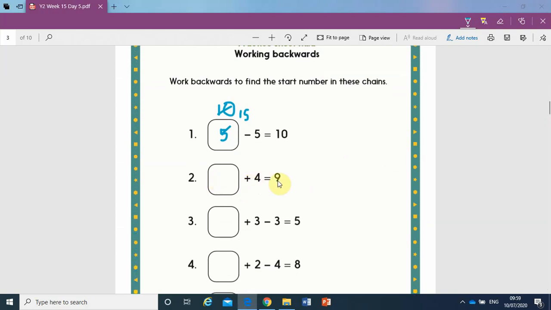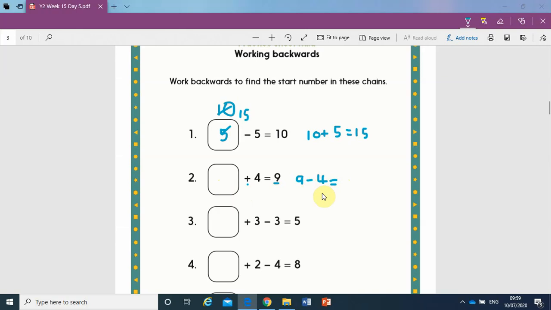Something add 4 is 9. So if I need to, 9 is going to be the biggest number here because it's an add. So that's the biggest number. So this number has to be lower than 9. Whereas I could have done 10 add 5 is 15 for my number family. Here I would use a strategy of 9 take away 4 equals that number.